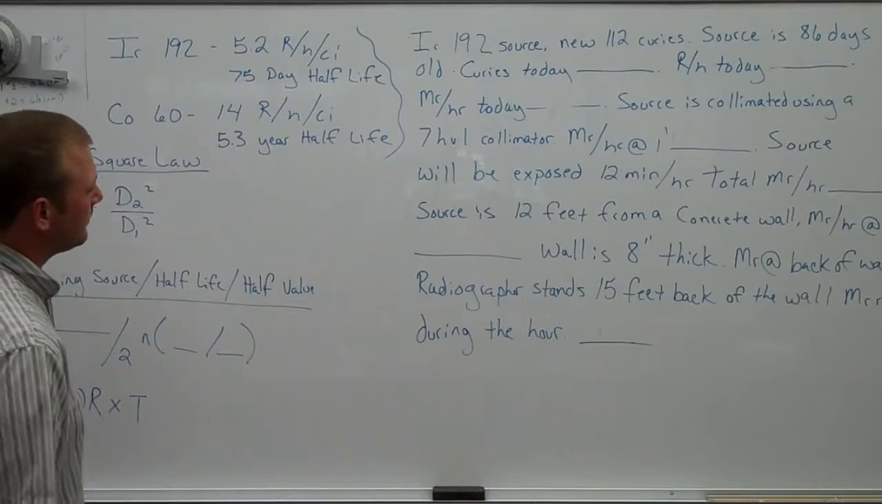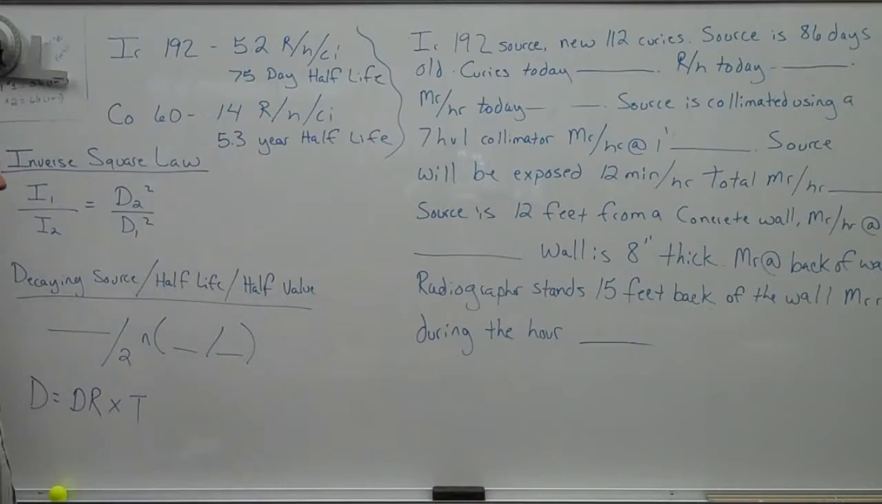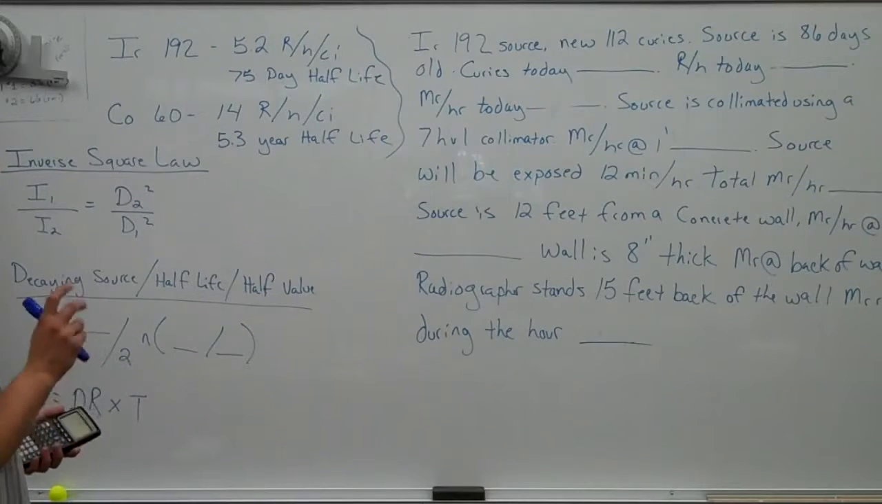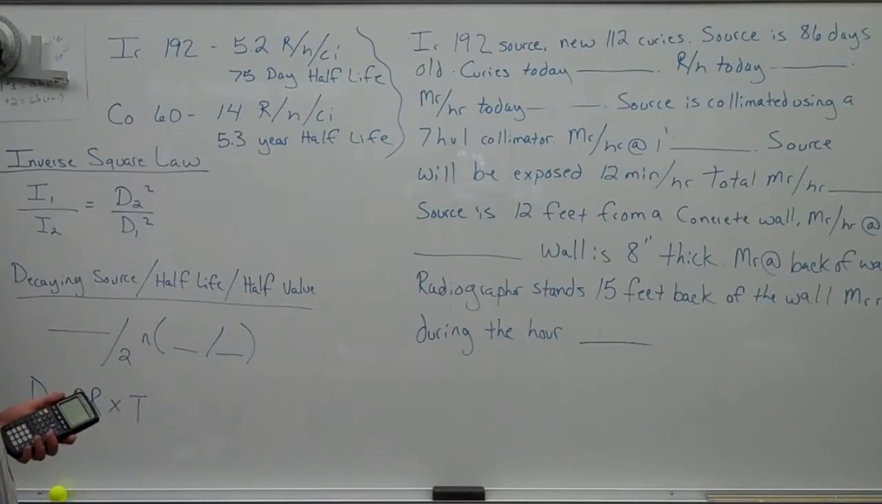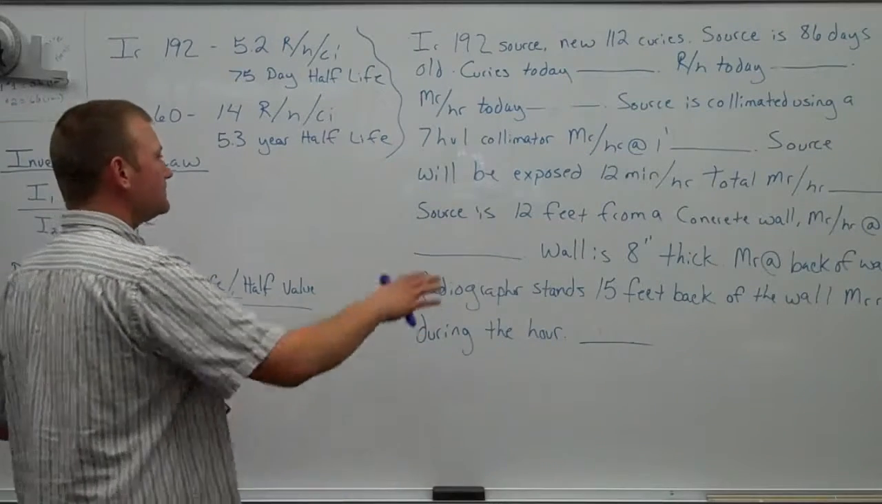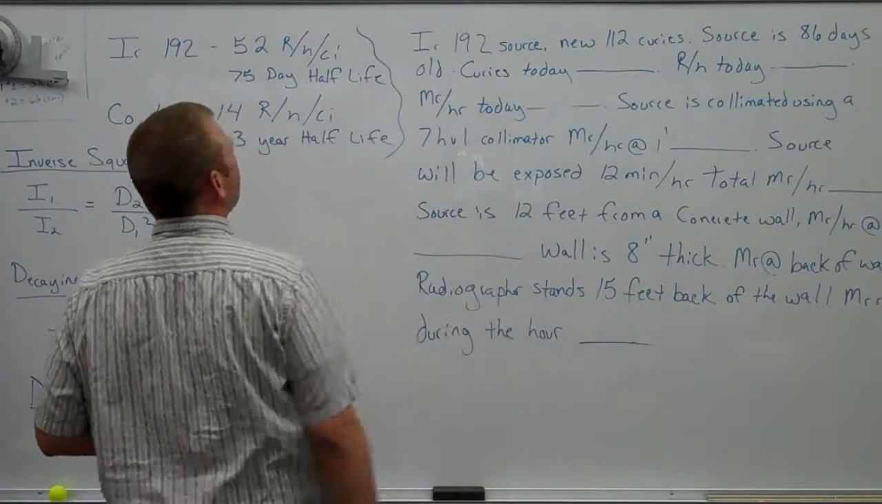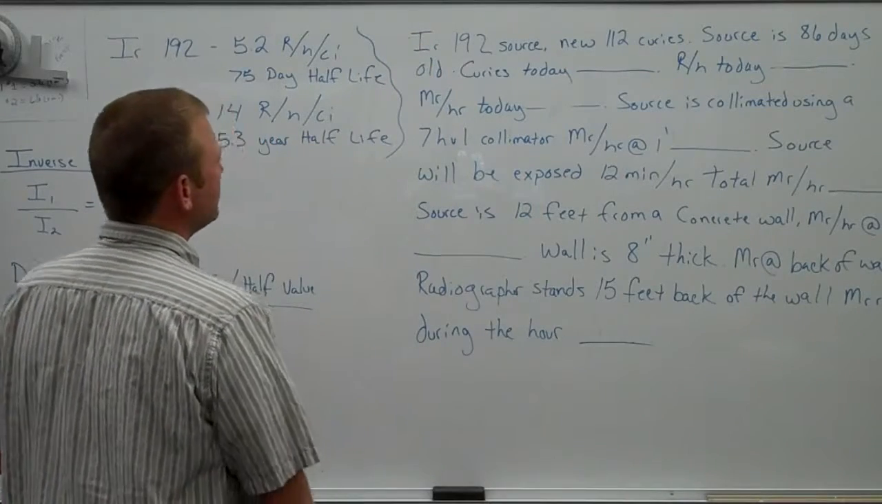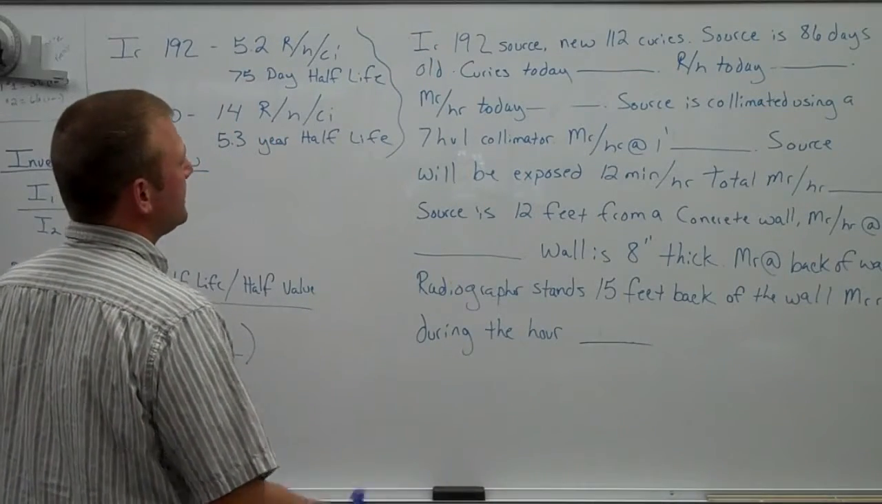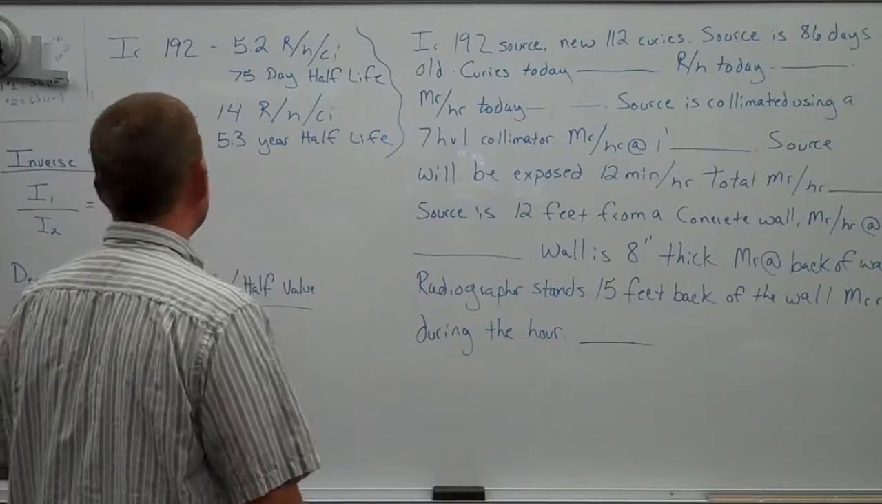So, a couple of things that we'll see that you haven't seen before, maybe you have, just haven't said them out loud. But other than that, everything should pretty much be a straight ahead type equation or type problem. So, like I said, just tying everything together here. Iridium 192 source, 112 curies new, is 86 days old. We want to know the curies today.